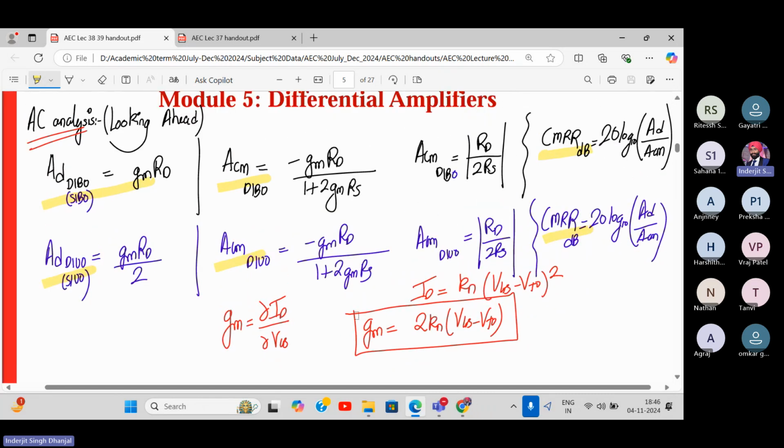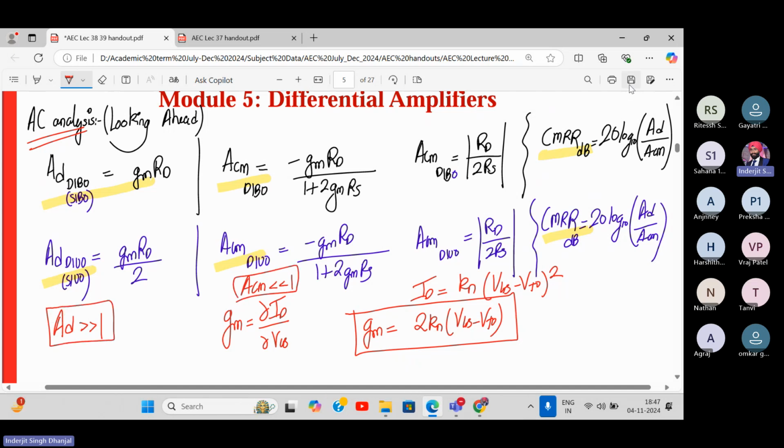And remember, it's a clue that AD will always be greater than 1 and ACM will always be less than 1. These are two golden rules. And CMRR will always be greater than 1, of course.